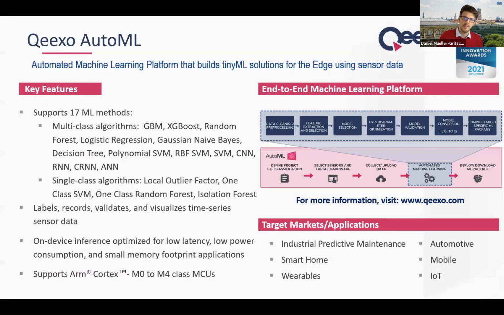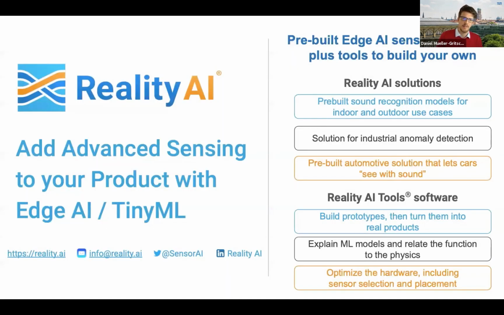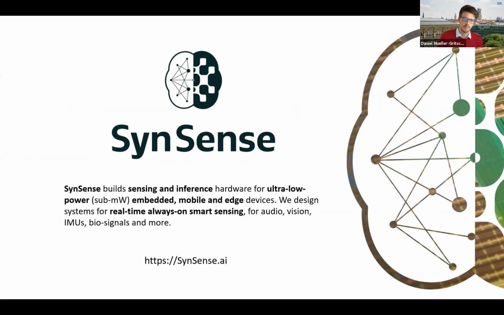And Qeexo, which has their AutoML, an automated machine learning platform that builds TinyML solutions for the edge using sensor data. Reality AI, which is adding advanced sensing to your product with TinyML. And SynSense, which is working on real-time, always-on smart sensing.